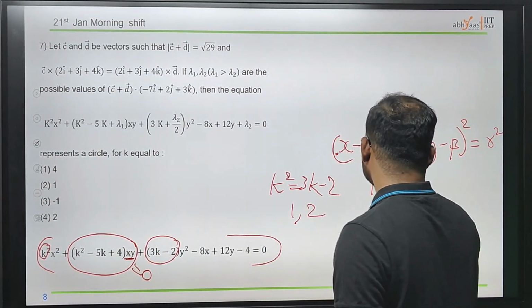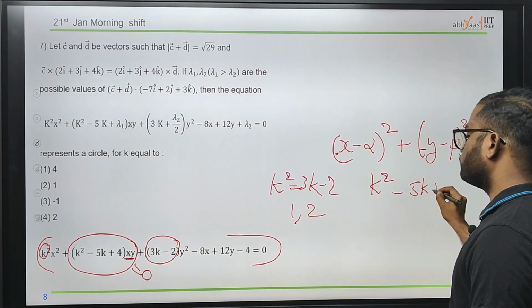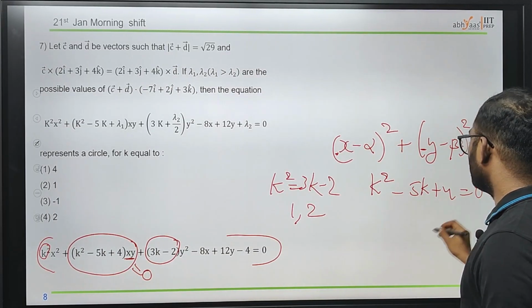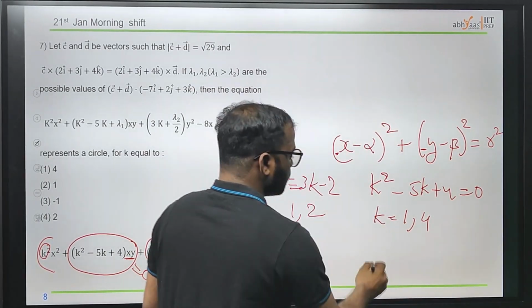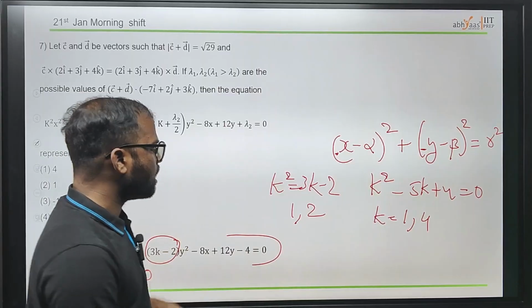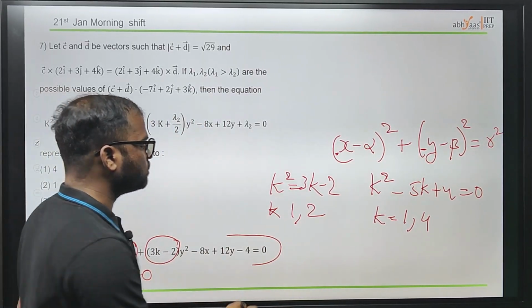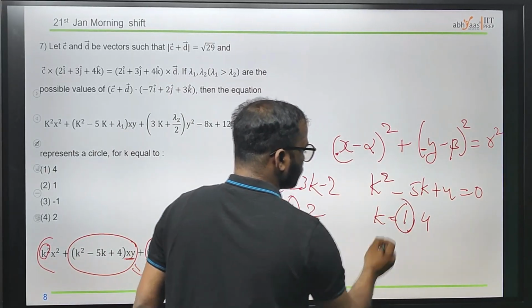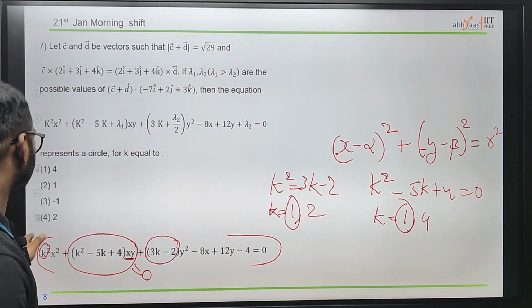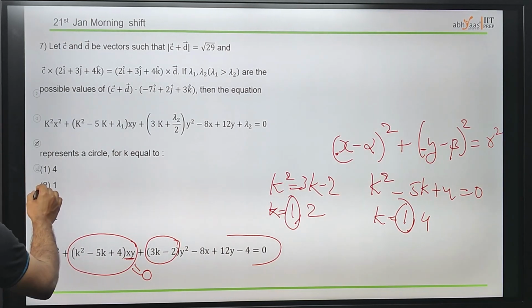For this we will have k square minus 5k plus 4 equal to 0. From this we will get 1 comma 4. For this we will have 1 comma 4, and for this we will have 1 comma 2. If you observe, from both of them the common k value is 1. For k equal to 1 we get the circle equation. If you observe the options as well, option 2 will be the correct answer.